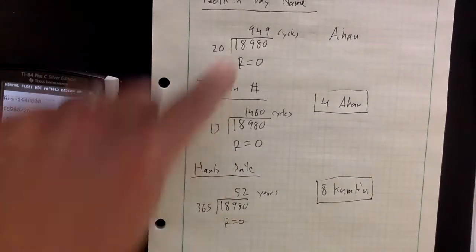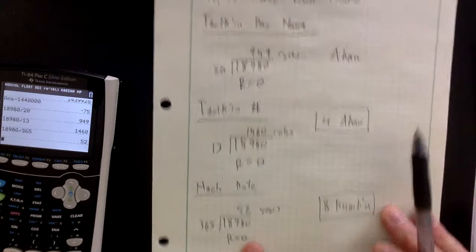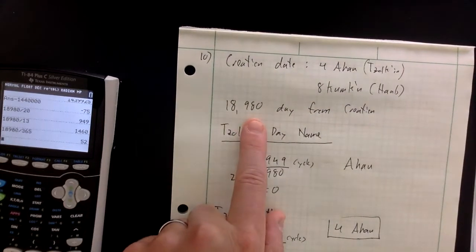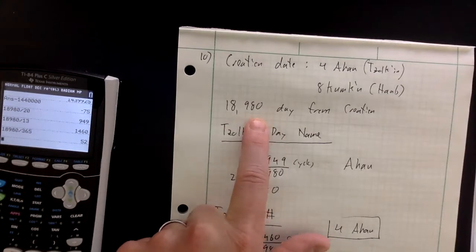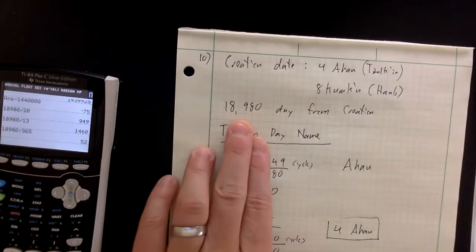So this is kind of the nicest scenario. If you get a remainder of 0, you don't have to change the date at all. And in fact, this was part of their looking towards the future. The 18,980 days was a very special day in the Mayan creation and in the Mayan religion and mythology.